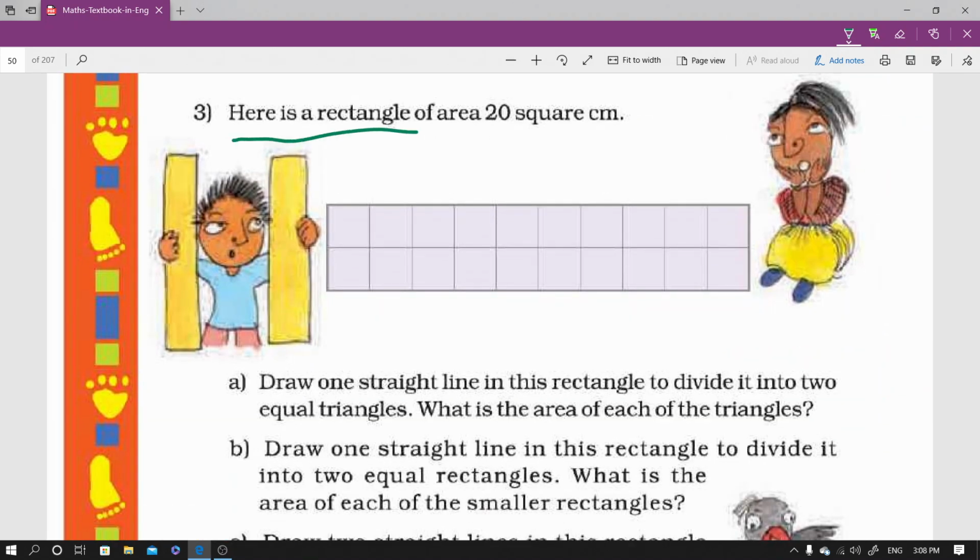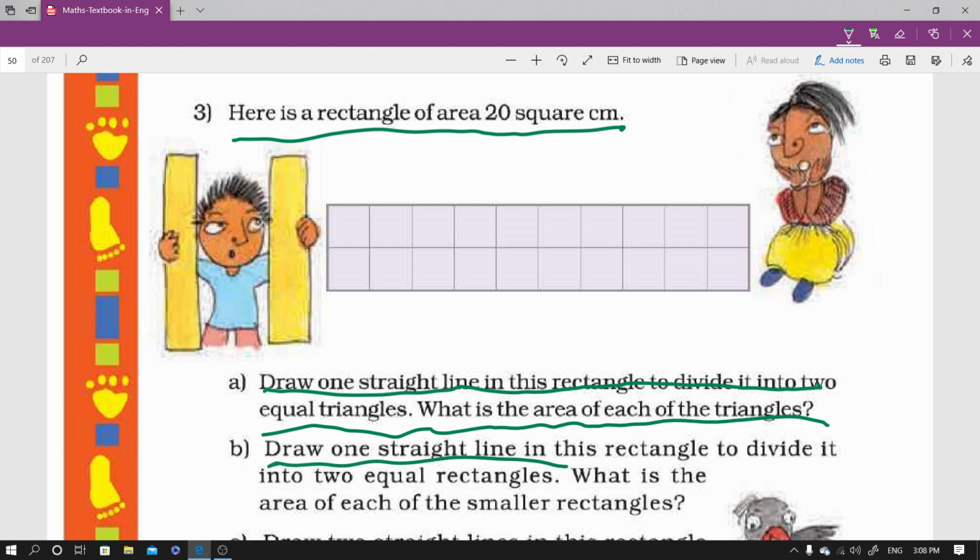Here is a rectangle of area 12 square centimeter. Draw one straight line in this rectangle to divide it into two equal triangles. What is the area of each of the triangles? Draw one straight line in this rectangle to divide it into two equal rectangles.